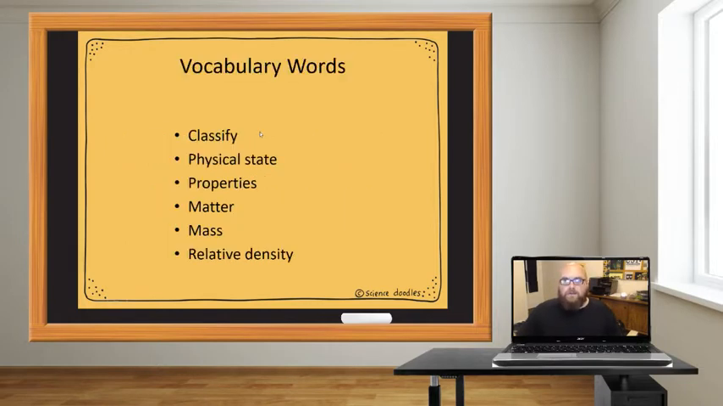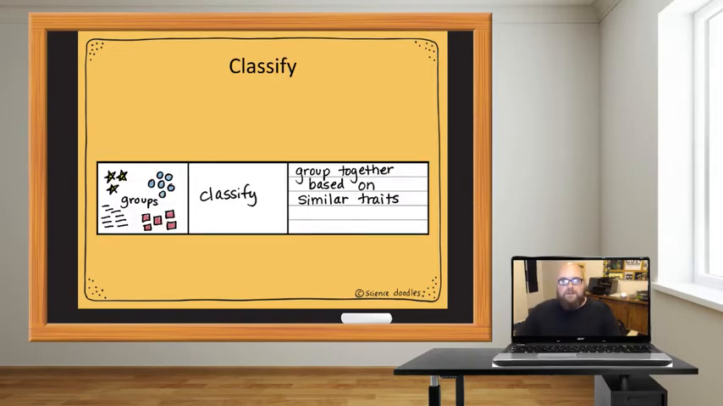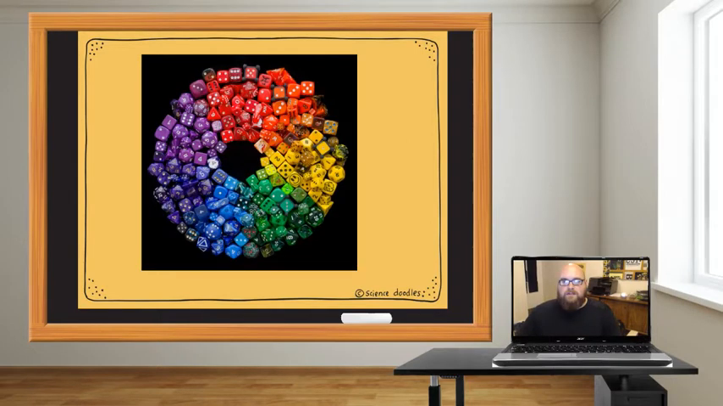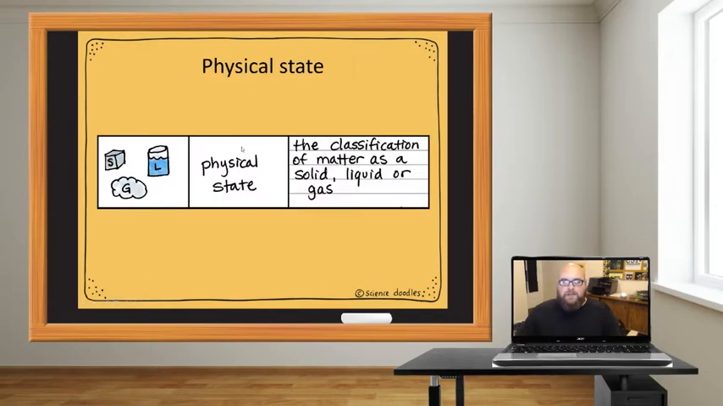So we're going to start off talking about some key terms. The terms are classify, physical state, properties, matter, mass, and relative density. Start off with classify. Classify just basically means we are going to group things together based on similar traits. Like what you see here, we can group things based on color, and we can do many other ways of classification. Physical state is, of course, what state of matter it's in: solid, liquid, or gas.